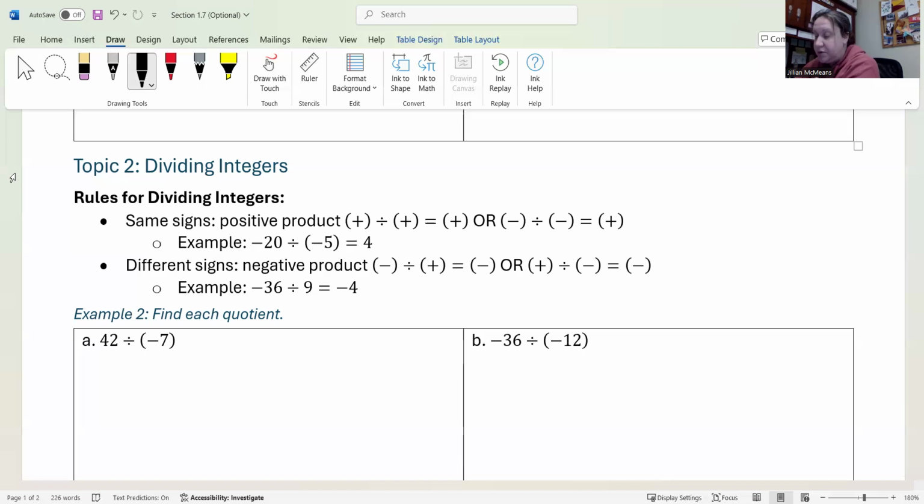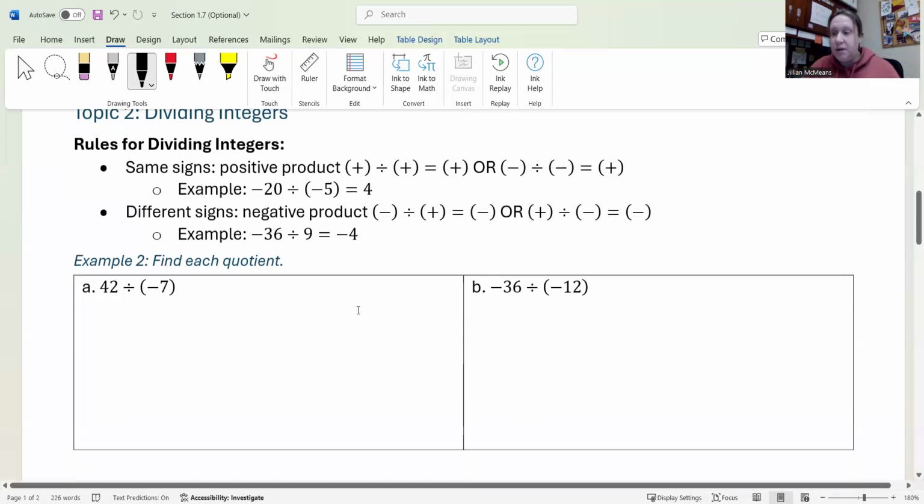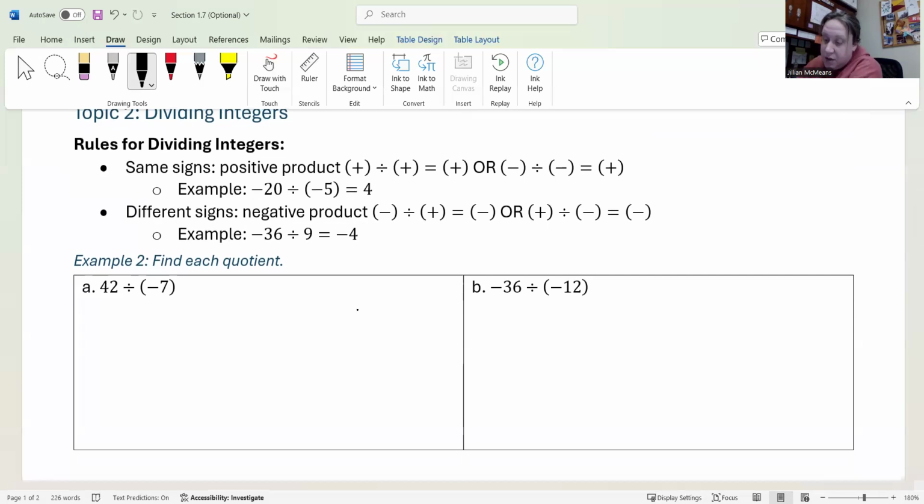All right, so example 2 says find each quotient. These you can kind of do in your head. There's not really any side work here. So positive 42 divided by 7 is going to be negative. And then you have to remind yourself, what do I multiply 7 by to get 42? Well, that would be 6. So 42 divided by 7 is 6. And in this case, positive 42 divided by negative 7 is negative 6.